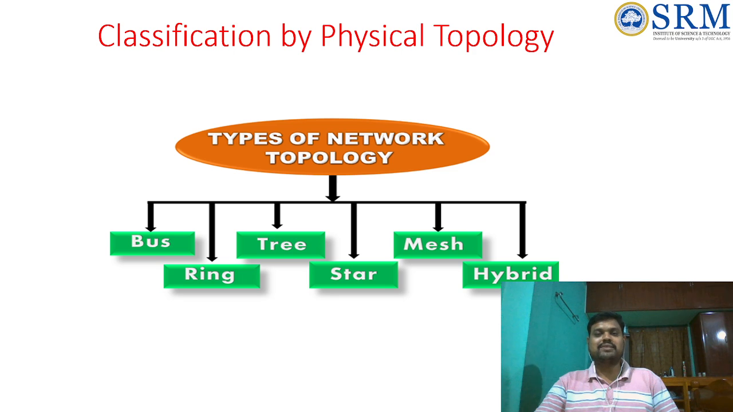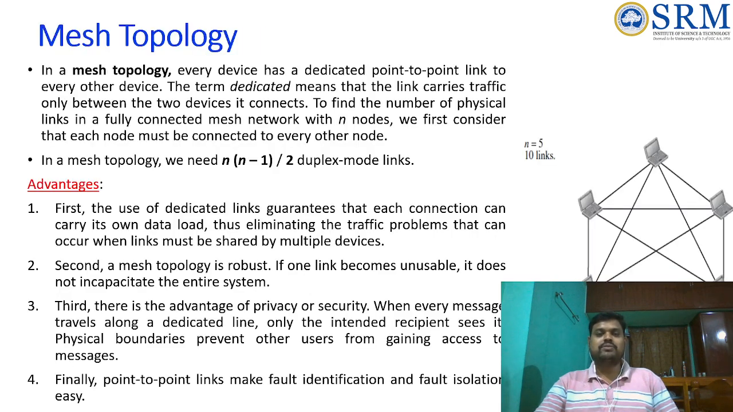So next one is the classification of networks by physical topology, or physical arrangements. That is, how you are arranging the computers to establish a network. If you look at the diagram, the first one is the mesh topology. For example, I have taken 5 systems. Mesh topology is nothing but all the systems are connected directly with each other.